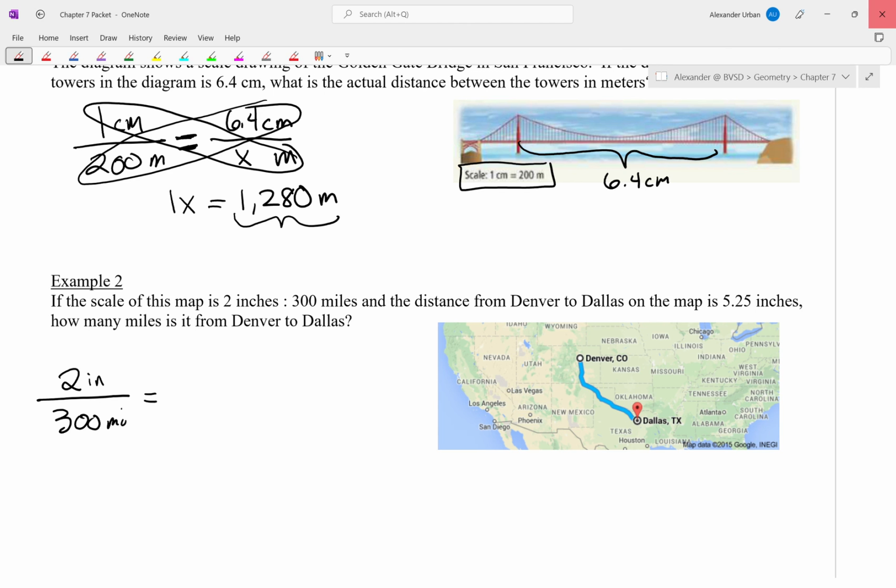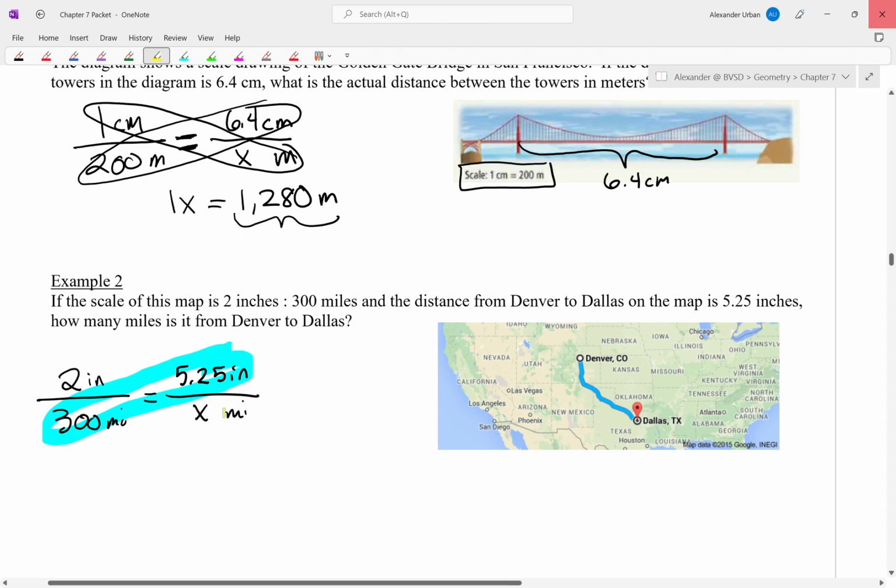So if I set this up correctly, I am going to have 5.25 inches on top divided by an unknown amount of miles, or x miles. And again, we're going to deal with the same exact thing. I'm going to set this up and I'm going to use cross multiplication. I'm not doing anything magical, but I do end up with this. This is 2x is equal to 1,575 miles. And now I need to divide it by 2. And I'll get a decimal, and that's okay.